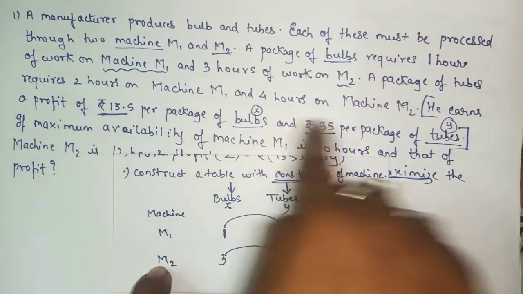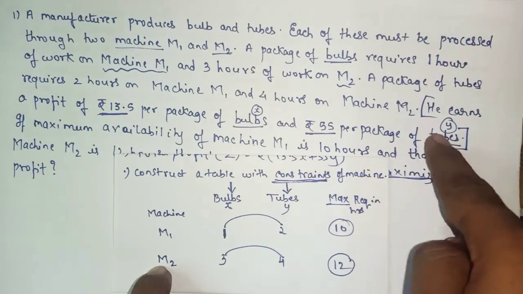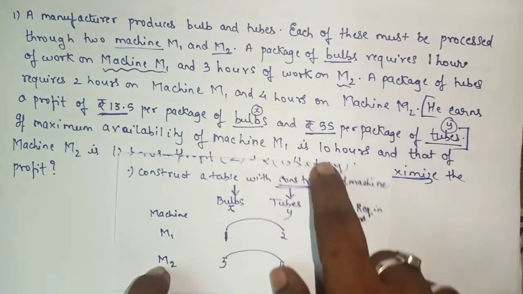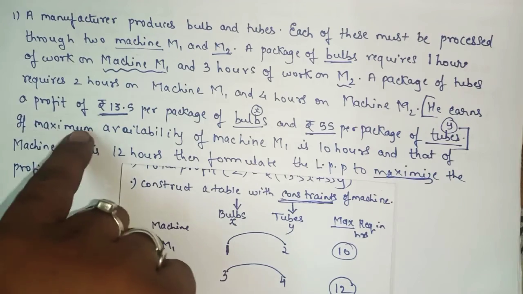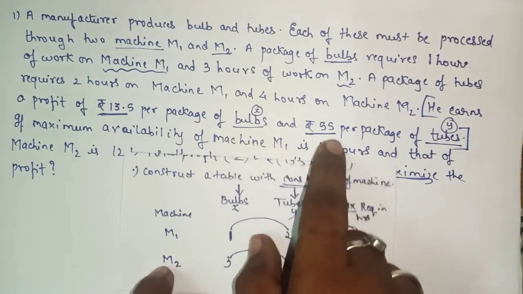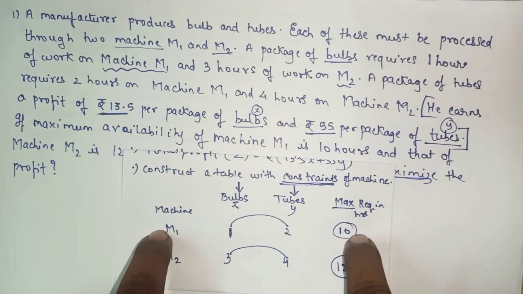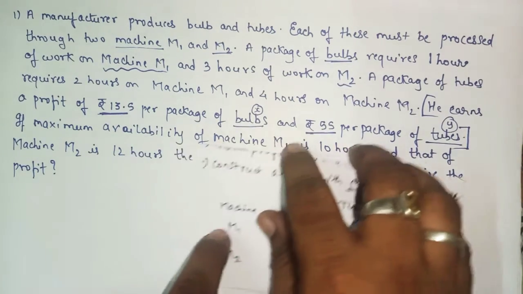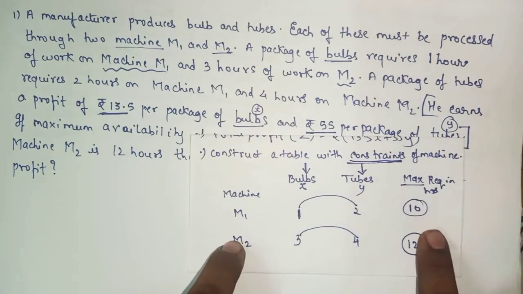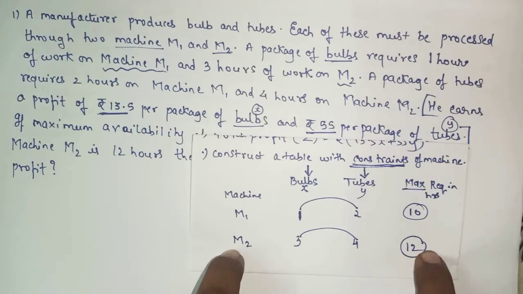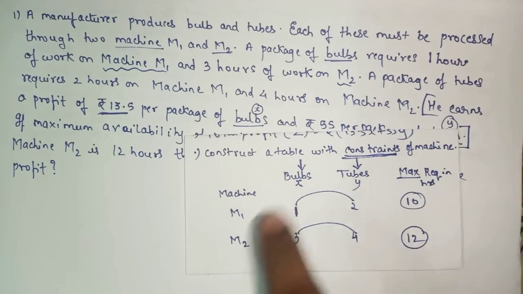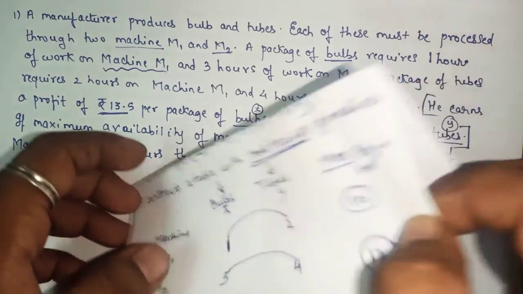This sentence is what? From there you will get the value of Z. After that it says that the maximum availability of machine 1 is 10 hours. For machine 1 it is 10, and for machine 2 it is 12. So for machine 2 you will write 12 here. So in this way you will construct your table.